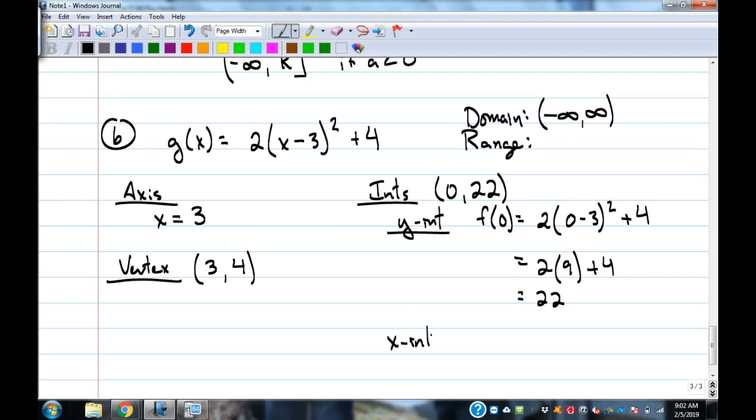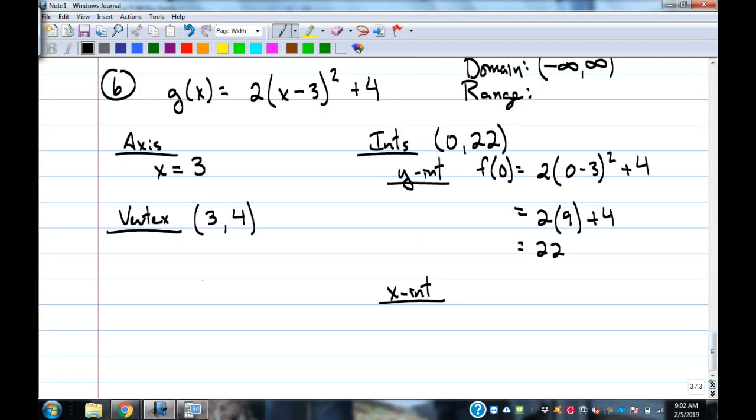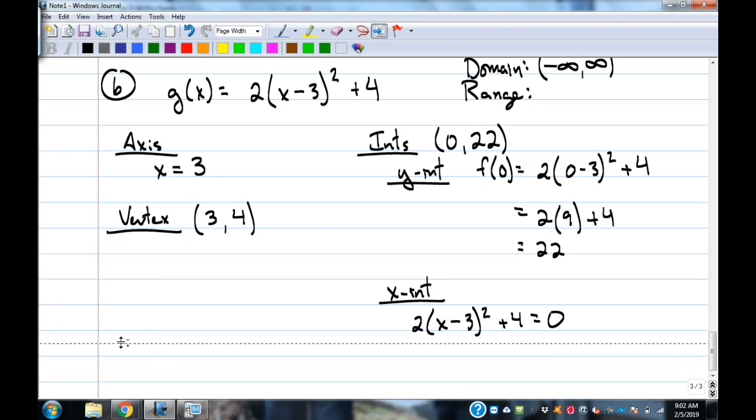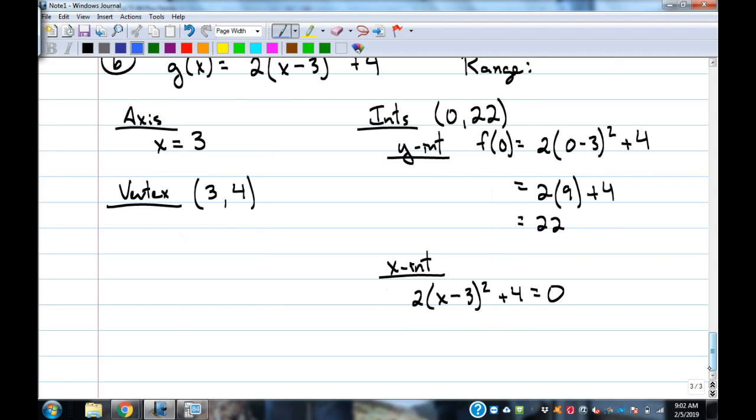But X-intercepts. Set the whole thing equal to 0 and get X by itself. So we're going to solve by square roots. If we're in vertex form to begin with, that's the easiest way to get X-intercepts. You could, if you wanted to, do quadratic formula, if you're one of those folks that likes quadratic formula because it's the same every time and it works well, but you've got to multiply all this stuff out and simplify before you start.